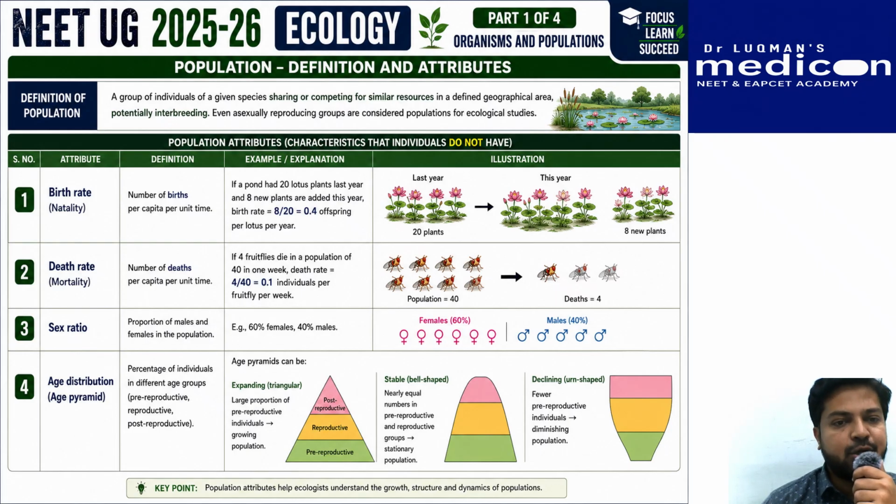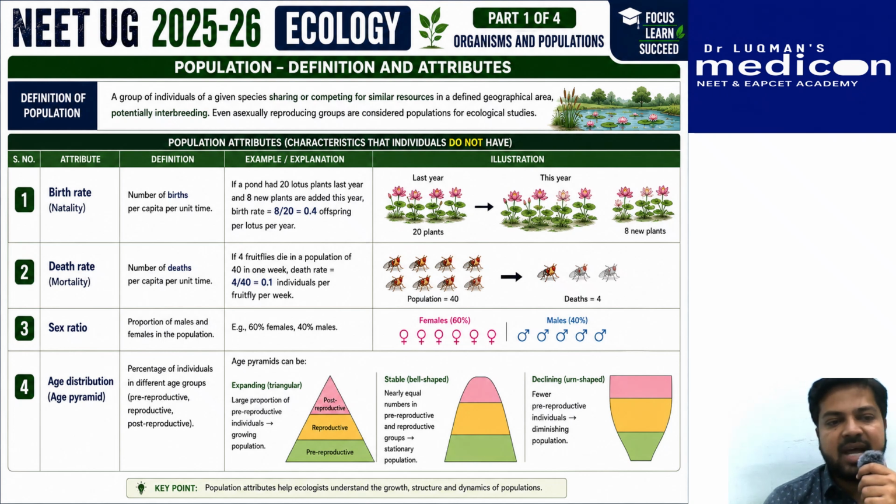If a pond had 20 lotus plants last year and 8 new plants are added this year, birth rate is 8 by 20, that is 0.4 offspring per lotus per year. So how do you calculate the birth rate? Total lotus plants and new plants or new organisms. So new by total, that gives the 0.4. That is the example being taken here. That is how you calculate the birth rate.